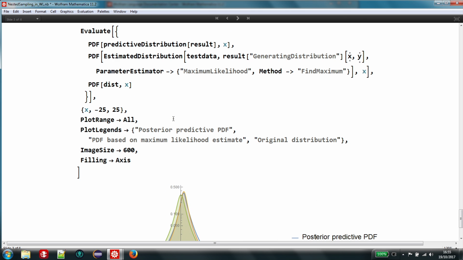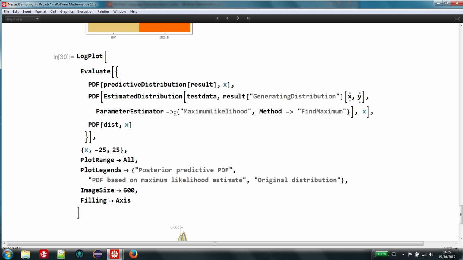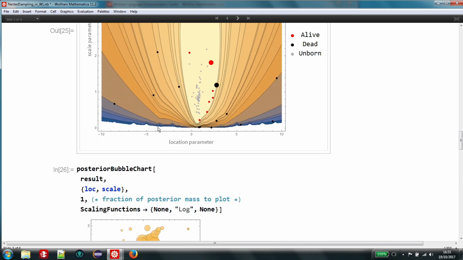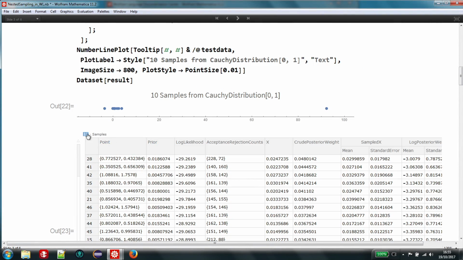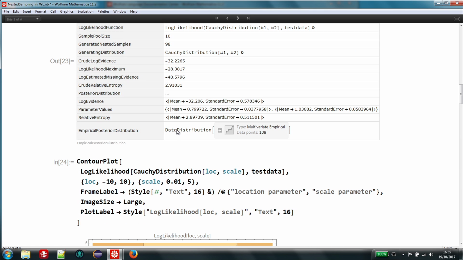And actually, Mathematica has quite a lot of ways to generate these distributions. So for example, in this data set, I have here a data distribution, which is just generated from an empirical distribution. So you can just throw in the points, and then you have a posterior, and you can calculate with it just like with any other distribution you have in Mathematica.